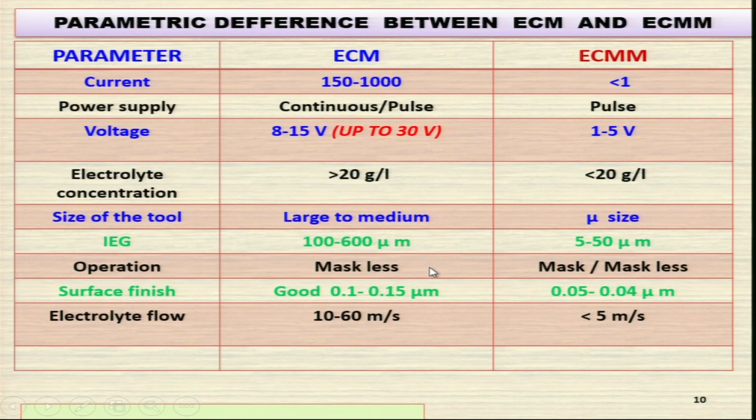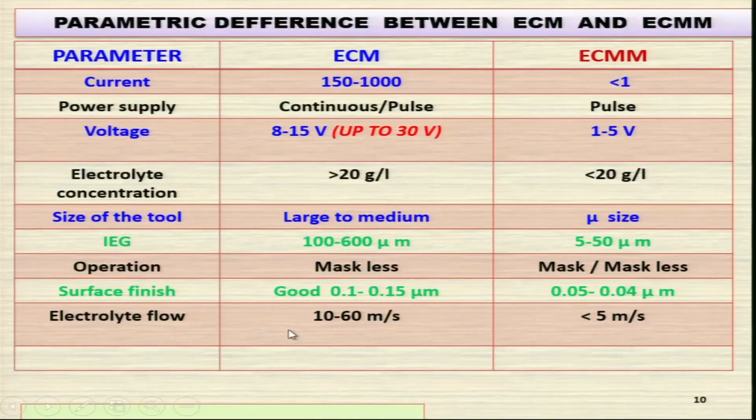Here you can perform maskless operations in case of ECM, but in ECMM both are possible, maskless as well as with mask. Surface finish is good in case of ECM, 0.1 to 0.15 micron, but in ECMM it is still better, 0.05 to 0.04 micrometer. These are the numbers which are obtained normally, but not necessarily that they cannot go down or they cannot go up. All this will depend upon what machining conditions you are using during machining.